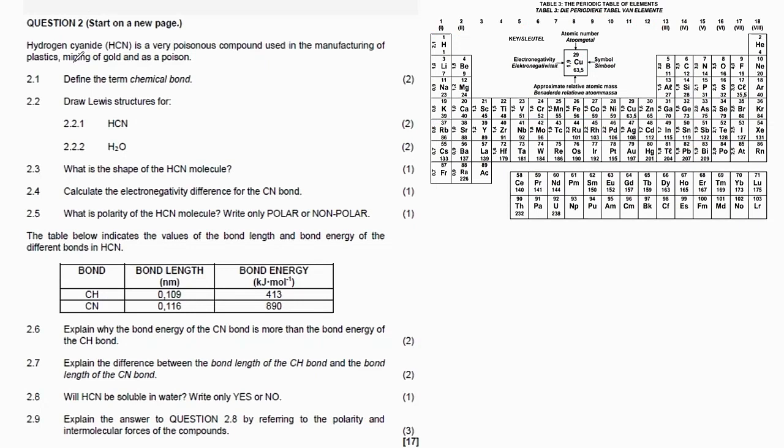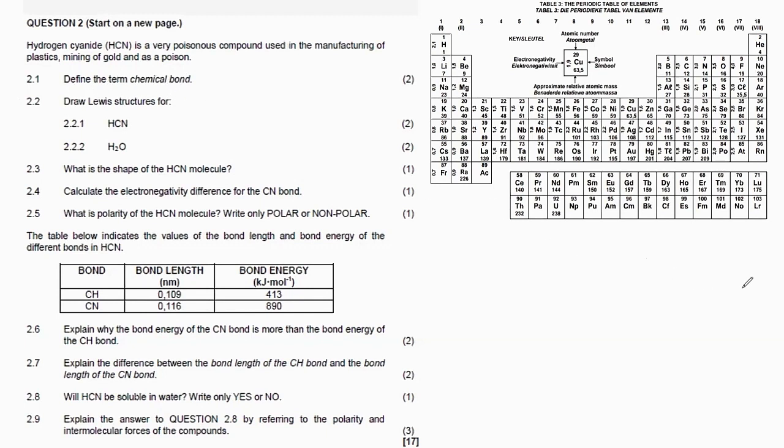Okay, so we have question 2. It says hydrogen cyanide, HCN, is a very poisonous compound used in the manufacturing of plastics, mining of gold, and as a poison. Then 2.1, it's saying define the term chemical bond.